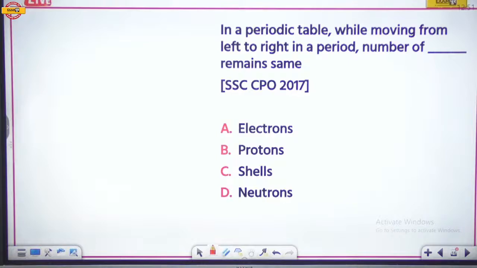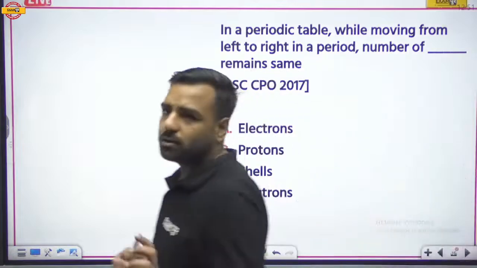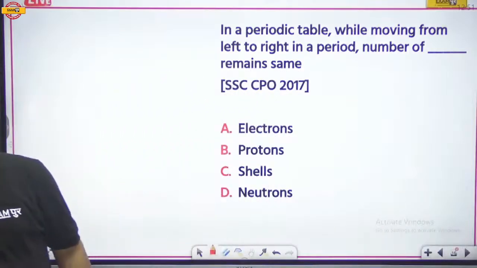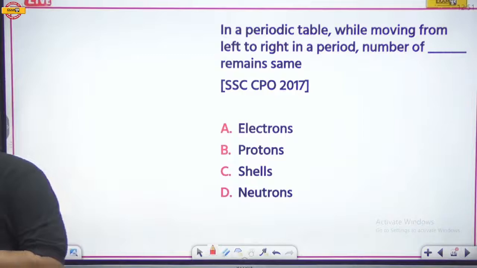We have the next question. In a periodic table, while moving from left to right in a period, the number of dash remains the same. So just try to think about its answer. Till then I'll have water. Can you give this answer please?